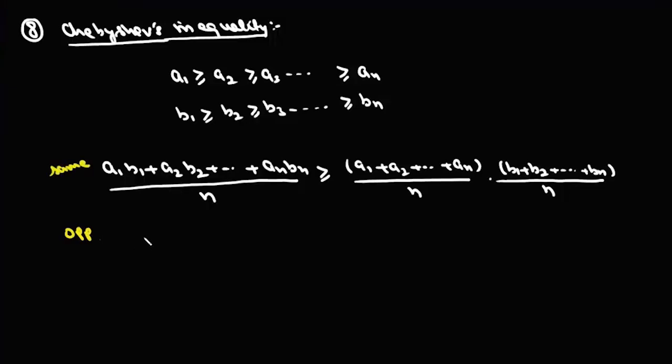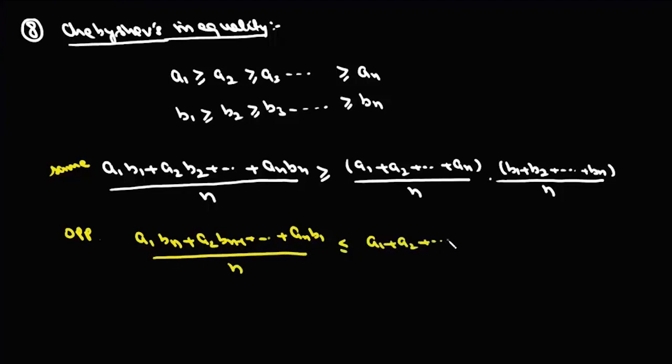And if we take them in opposite order, so this was the same order, but if we take them in opposite order, then A1 Bn plus A2 Bn minus 1 up to AN B1 upon n will be less than or equal to A1 plus A2 plus up to AN by n into B1 plus B2 plus up to Bn by n. So this is your Chebyshev's inequality.